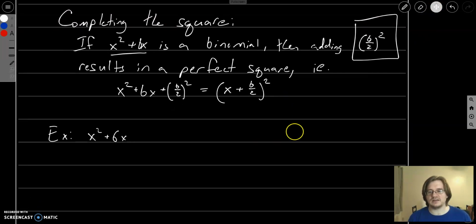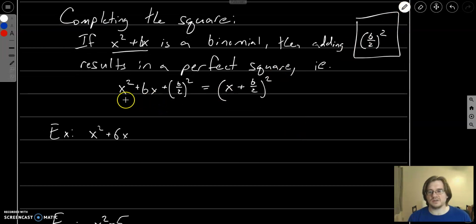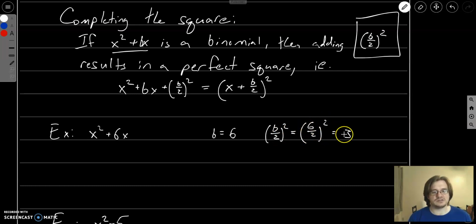So let's try a couple of these. So just using our formula, whenever we have an x squared plus bx, we can complete the square. So here we have an x squared plus bx. So here b is going to be 6. I apologize, my b's also look like 6s. So we want to add b divided by 2 squared. So b divided by 2 squared is going to be the same thing as 6 divided by 2 squared. Simplifying 6 divided by 2 is 3, and we're squaring that, so that's 9. So we're just going to add 9 to this expression.